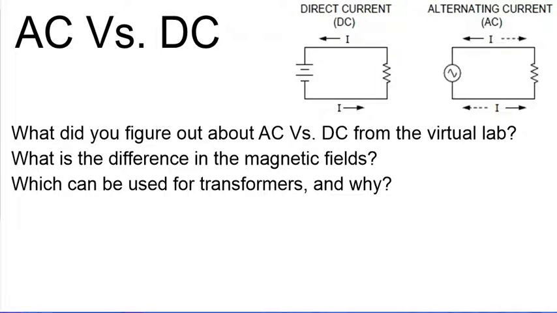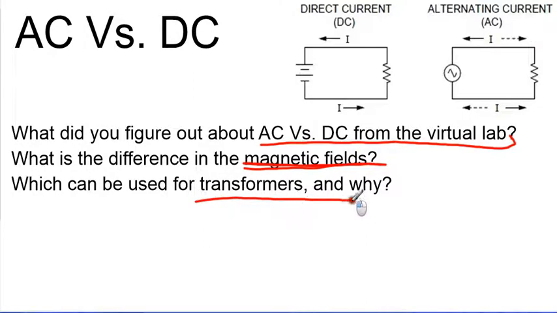And so for class, what I want you to be thinking about is going back to the virtual lab. What did you figure out about AC versus DC from the virtual lab? There's a lot that you could have drawn from the virtual lab. What is the difference in the magnetic fields in particular? And also, there was a transformer section. Which of these can be used appropriately for transformers? And now I want you to think about why.